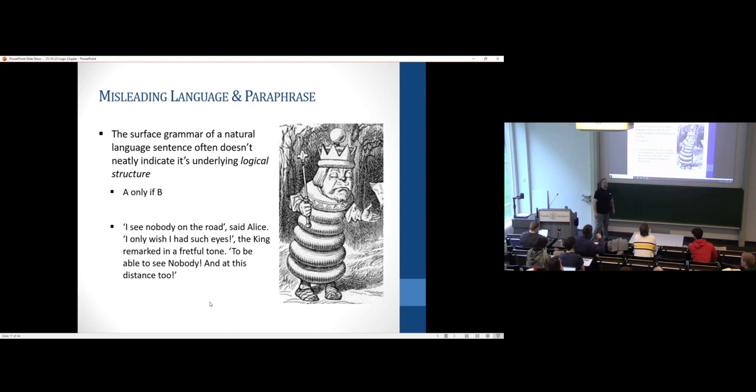But a slightly more interesting one is this little play on words from Lewis Carroll. So Alice is talking to the White King, and the White King asks who she saw coming down the road. And Alice says, I see nobody on the road. And the king, of course, says, I only wish I had such eyes, to be able to see nobody, and at this distance too. So obviously there's a very cheesy pun here. What's happened, effectively, is that the king has read nobody as a name.